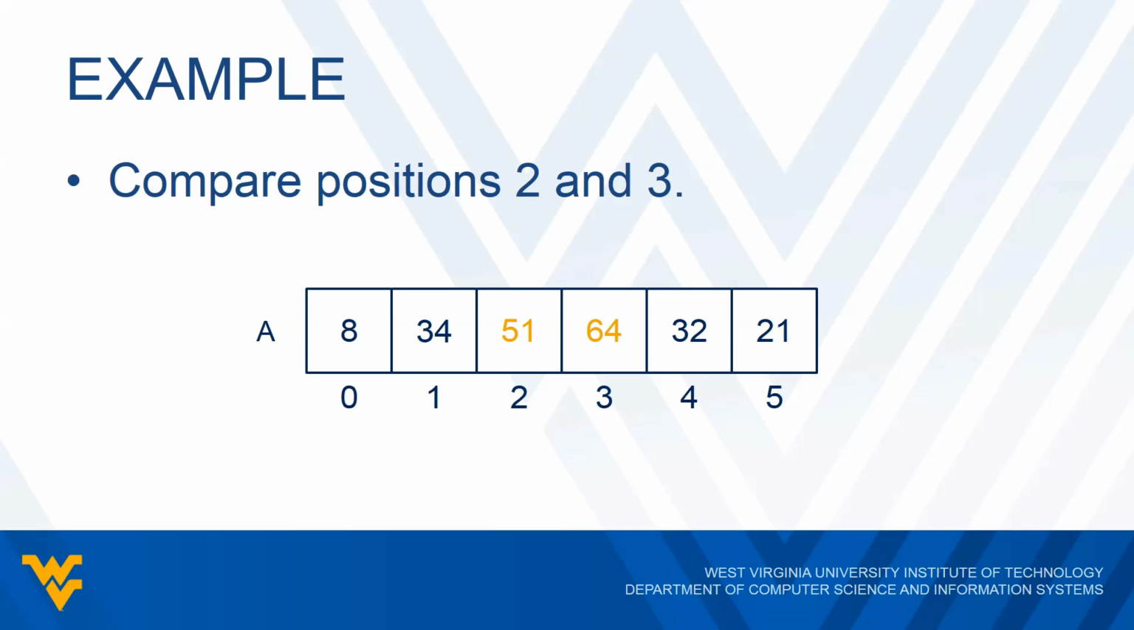We'll then compare positions 2 and 3. Since 51 is smaller than 64, we're going to put 51 in A2 and put 64 in A3. We then compare positions 3 and 4. 32 is smaller than 64, so we put 32 in A3 and 64 in A4. And then we compare positions 4 and 5. 21 is smaller than 64, so we're going to put 21 in A4, and 64 is going to be in A5. And notice at this point, the largest value, which is 64, is in A5.